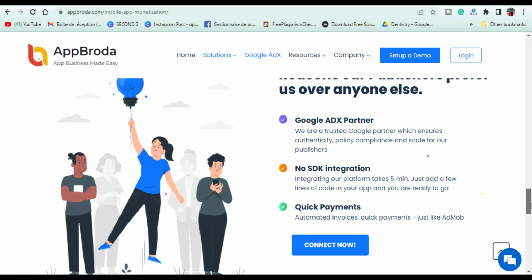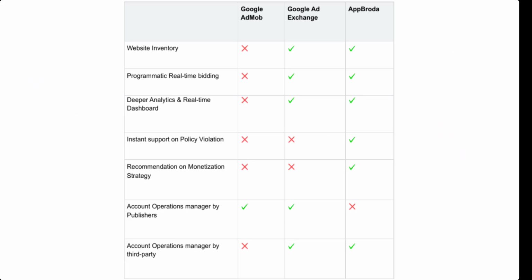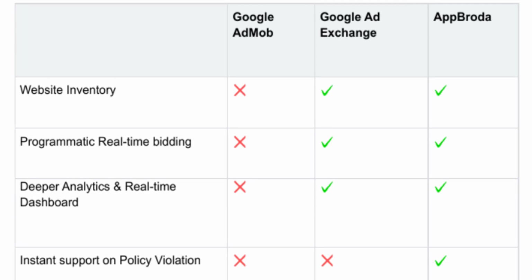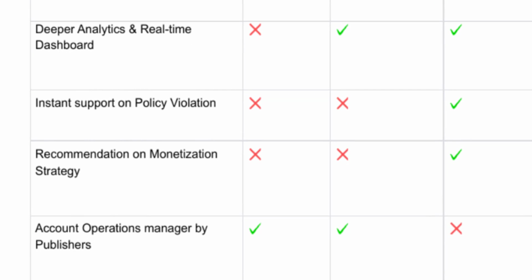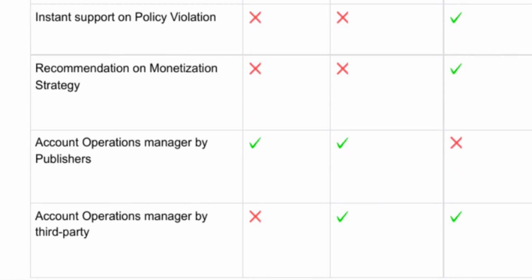And now for features, the difference between AdMob and AppBroda AdX. For example, Google AdMob doesn't provide website inventory unlike Google Ad Exchange and AppBroda, and programmatic real-time bidding is not available on AdMob, in addition to deeper analytics and real-time dashboard, unfortunately. However, AppBroda offers exclusively, unlike Google AdMob and Google Ad Exchange, instant support on policy violation, as well as recommendations on monetization strategy. In Google AdMob and Google Ad Exchange, you have an account operation manager by publisher, unlike AppBroda.